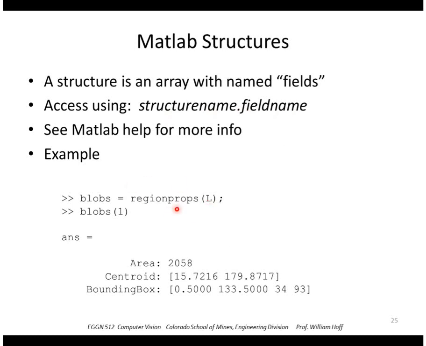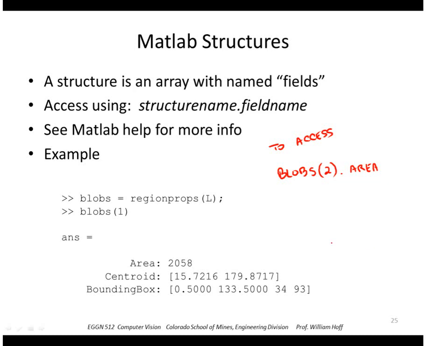One of those elements of the blobs array would have these fields called area, centroid, and bounding box. If I wanted to access elements, let's say take the second blob, that would be blobs(2).area. That would be the value of the area of the second blob. Or I could take the centroid, etc.